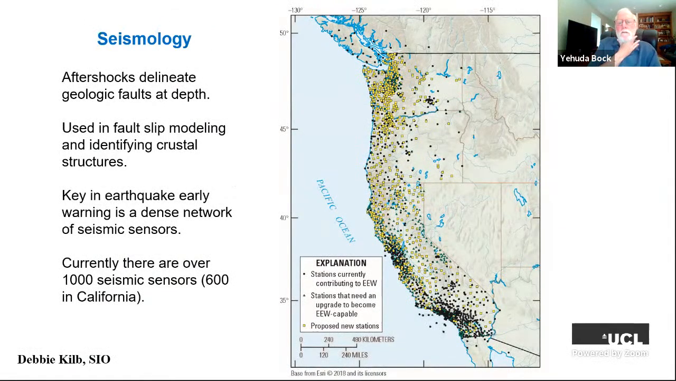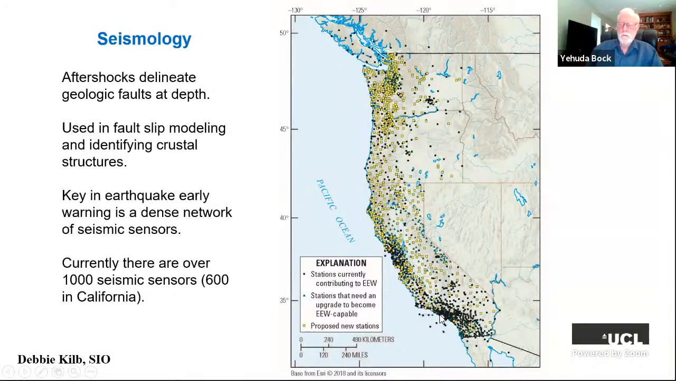Now, I'm going to talk a little bit about the higher rate GNSS measurements. And first, I'll just briefly go through the seismology and what that brings to the table. So this is the seismic network in the Western US. Of course, the seismology provides you the aftershocks, which delineate the geologic faults at depth. So that gives us an idea of where the faults are. And that information will then go into these fault inversion models.